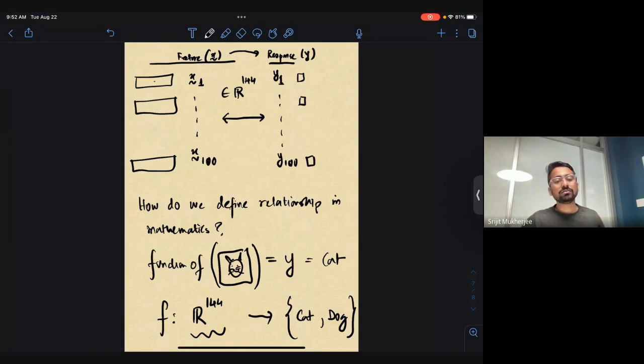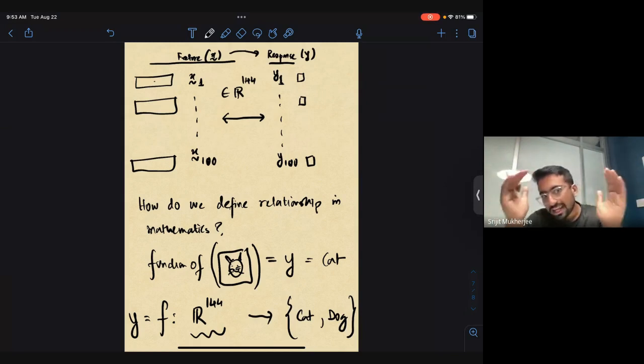Did you understand? So the response variable is y. The y is nothing but a function from R to the power 144, that feature, that image. An image is nothing but a 144 dimensional vector, right? From that to cat or dog. Did you understand, guys? Okay.